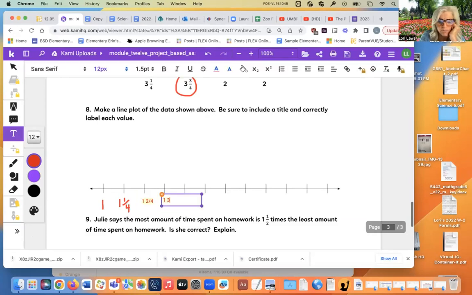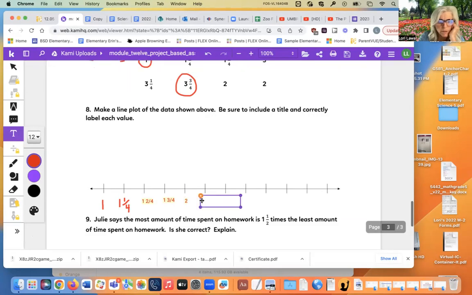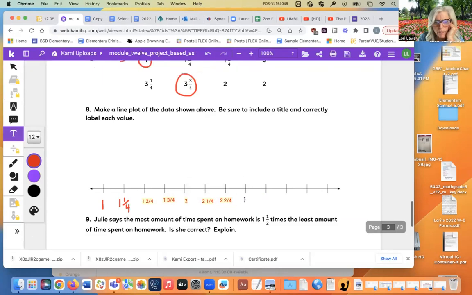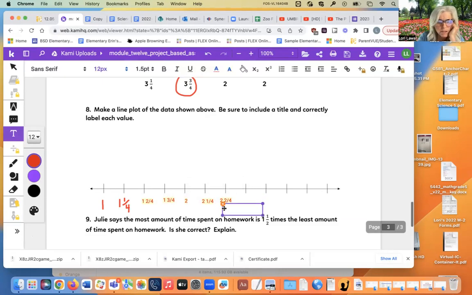1 and 3/4. And then 1 and 4/4, which is 2. Then I'm going to do 2 and 1/4, 2 and 1/4. Then I'm going to do 2 and 2/4, 2 and 2/4 or 1/2. You got to be able to know that that's 2 1/2. And if you wanted to write it below it, you could, 2 and 1/2.